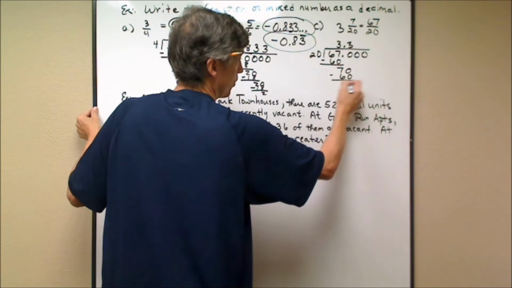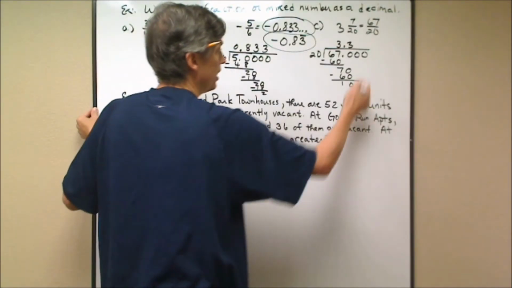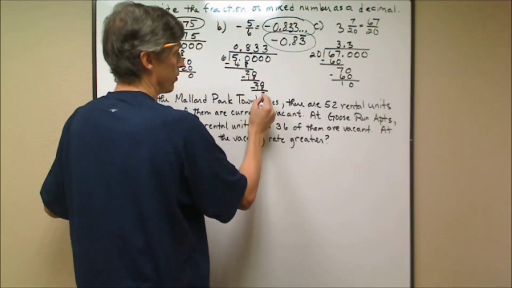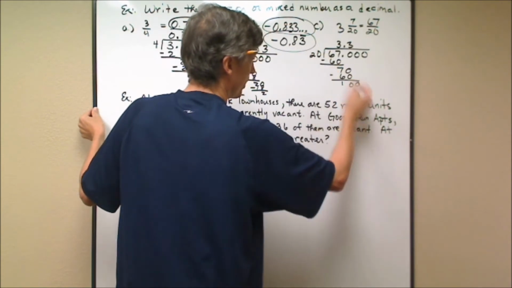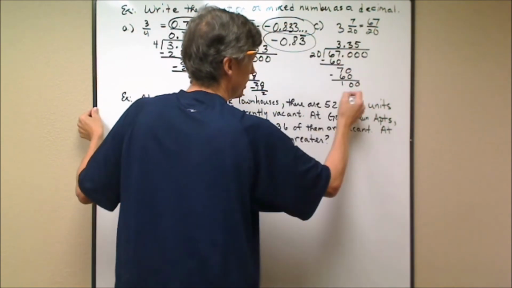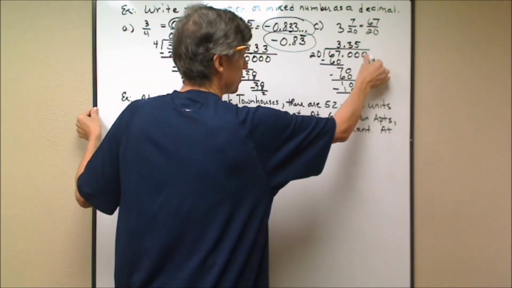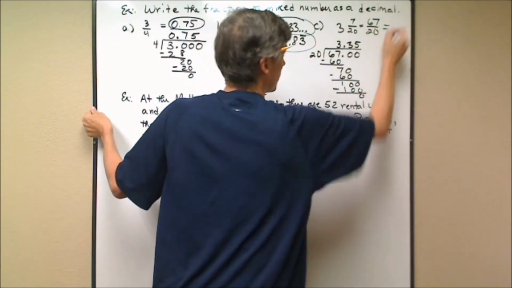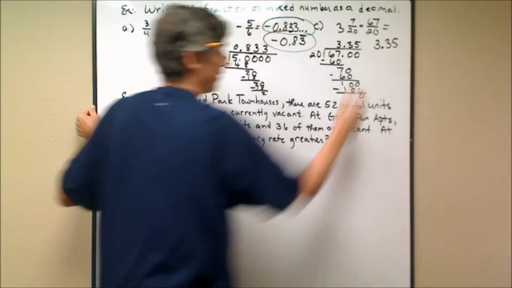60, subtract, get 10. Now before you jump the gun and think, oh, it's repeating, the 3's are going to repeat, you've got to keep going and see if you get that same pattern, that same number, come up each time. If I bring down the 0, 20 goes into 100 5 times evenly. Nothing left over, nothing but zeros to bring down. I can go ahead and just get rid of that. And my answer is 3.35, or 3 and 35 hundredths.